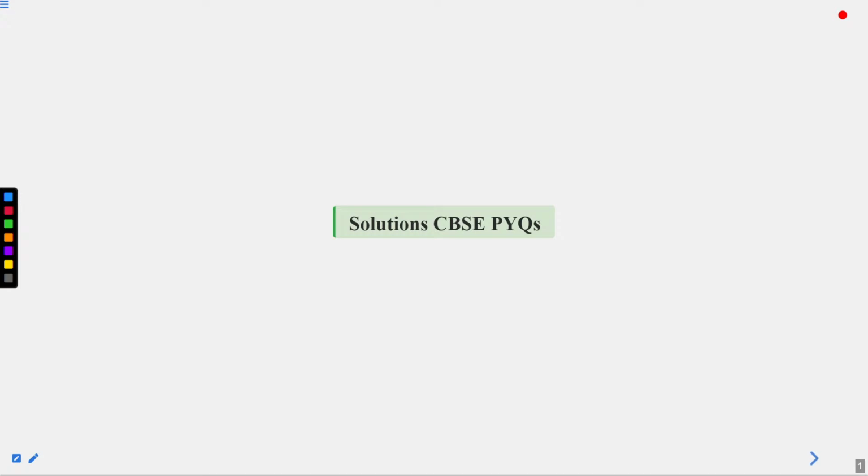Today, we are going to look at some CBSE PYQs from our chapter, which is Solutions. We have already covered its theory and its NCERT exemplar questions, and today we will see some CBSE PYQs, which the CBSE has asked in its examinations. So, okay, let's start.